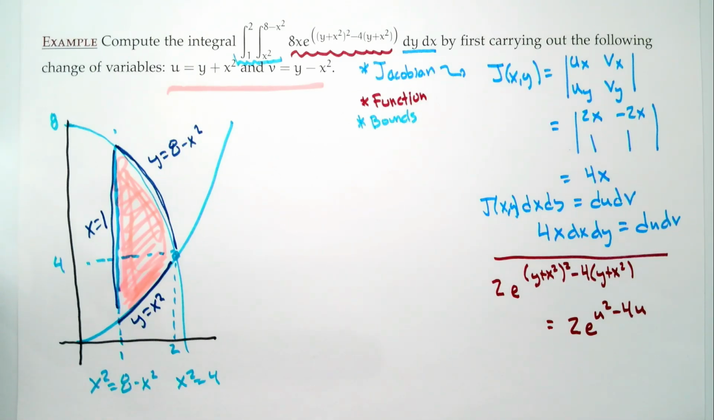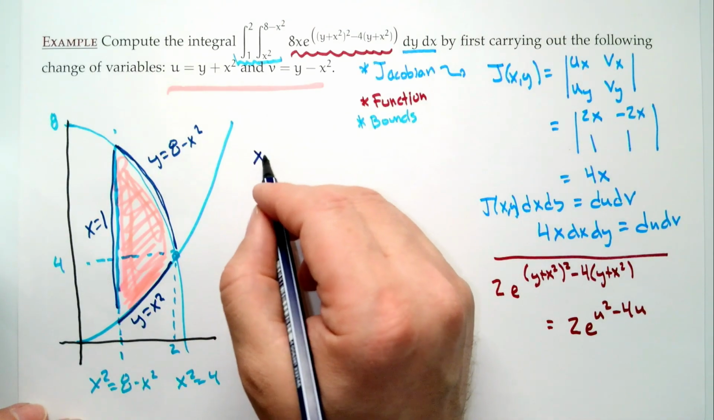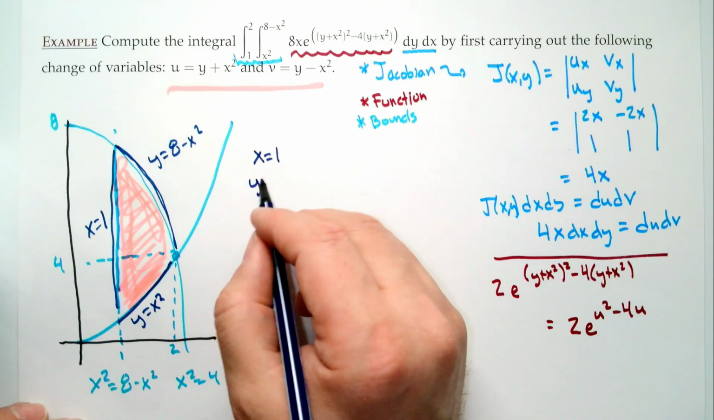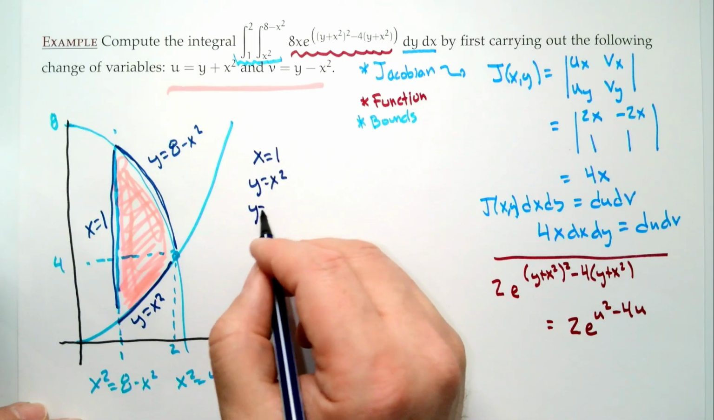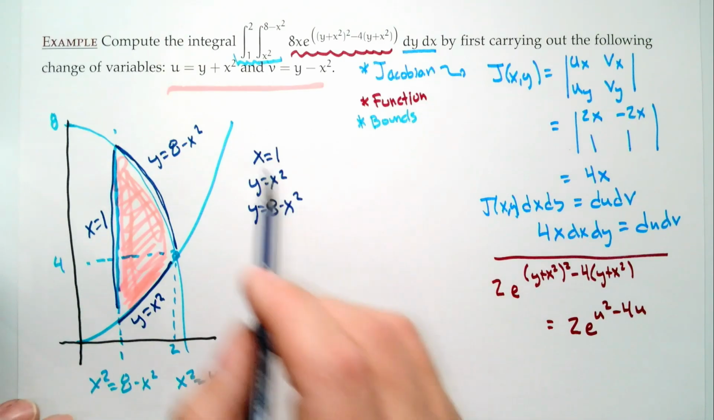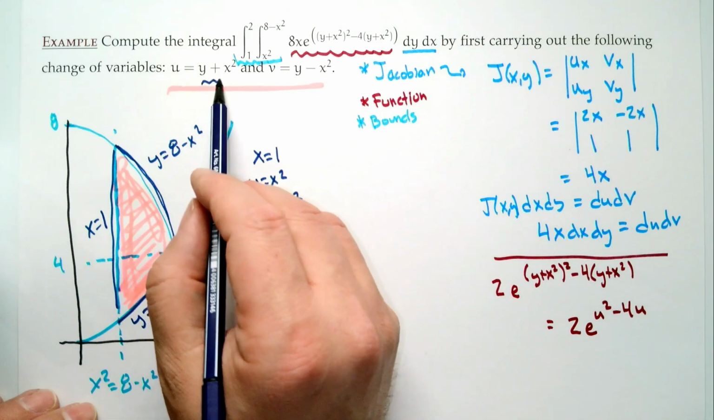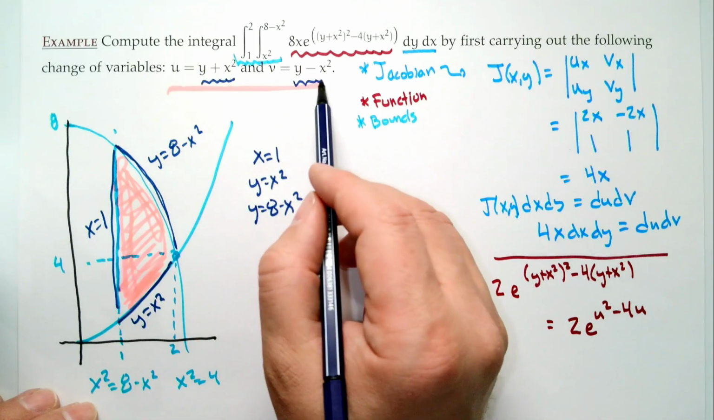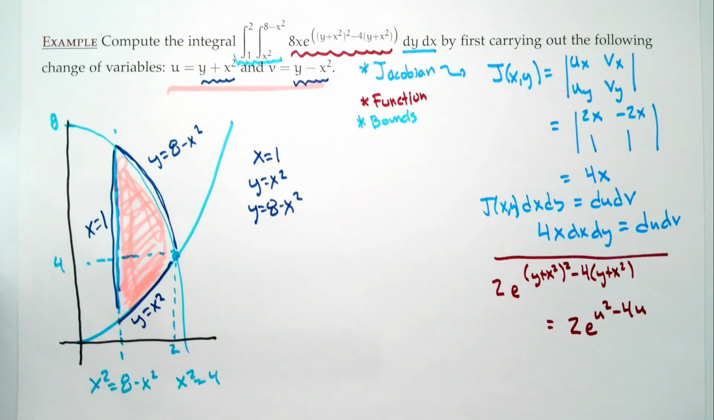So I have to figure out what they transform into. We're going to do each one of these curves: x equals 1, y equals x squared, and y equals 8 minus x squared. Some of these are pretty quick, and some take a while. What do I mean by that? You're keying off of y plus x squared and y minus x squared. If you see those, you're happy, because they're easy to make substitutions in.